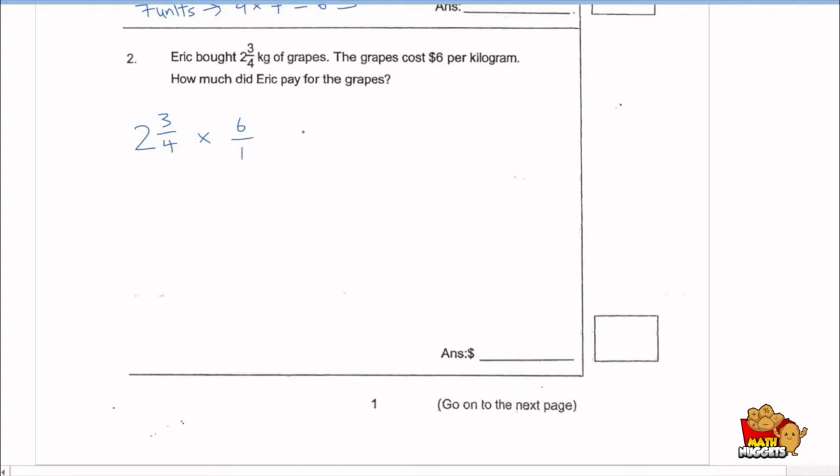6 is 6 wholes. Now, first thing you need to do, remember to change your mixed number to improper fraction. So that will be 11 out of 4 times 6 out of 1. Then you do your cross cancellation. Divide by 2. Divide by 2. 33 out of 2. And this would give you 16.5. So in this case, this would be $16.50. But if you had used a calculator for this, you just need to change it to decimal.